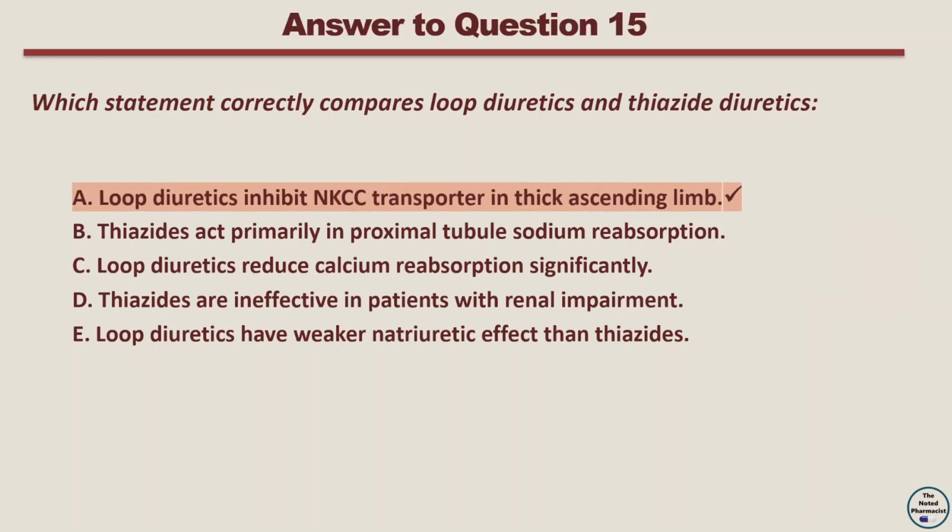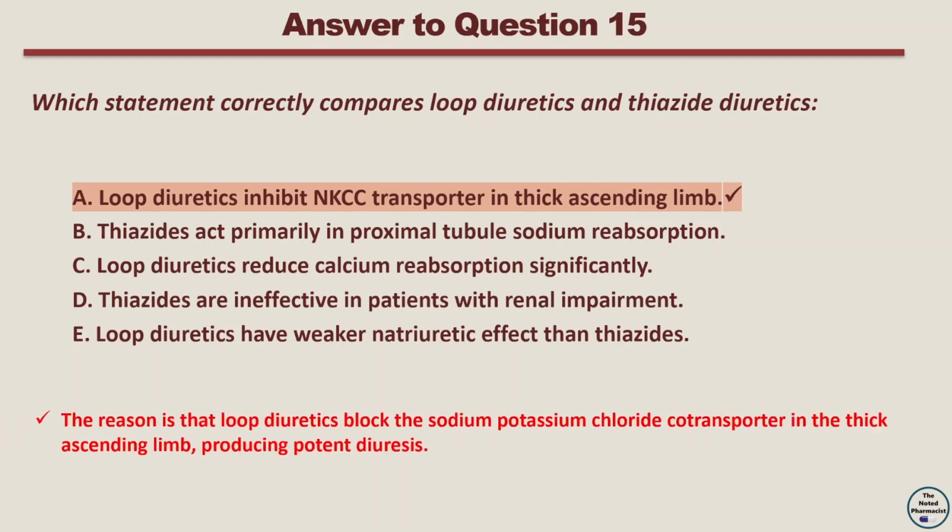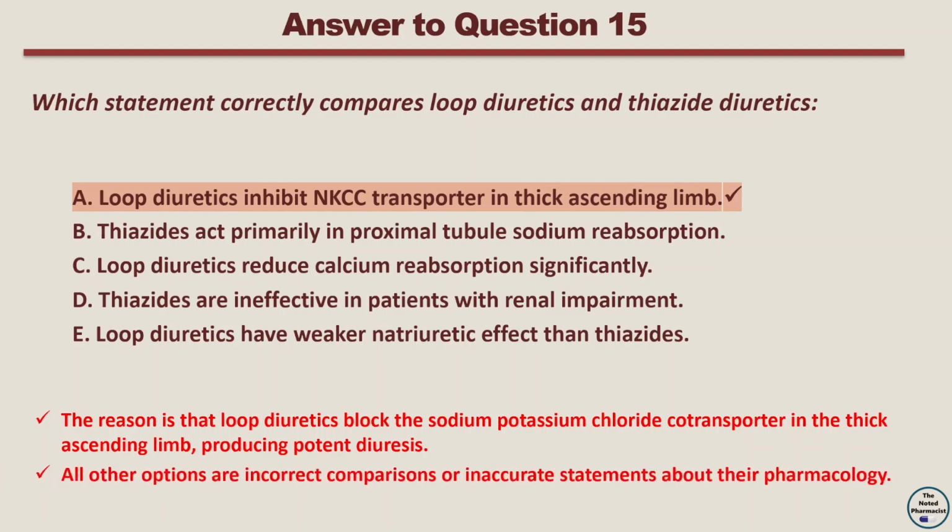The correct answer is option A, loop diuretics inhibit the NKCC transporter in the thick ascending limb. The reason is that loop diuretics block the sodium-potassium-chloride cotransporter in the thick ascending limb, producing potent diuresis. All other options are incorrect comparisons or inaccurate statements about their pharmacology.